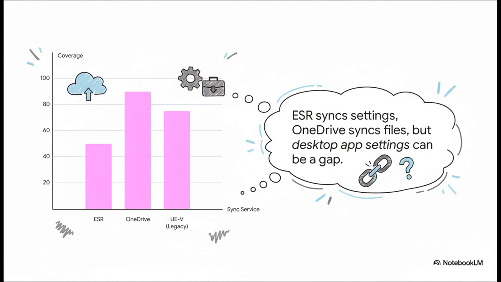But wait, what about the settings for all those classic desktop applications? See, that's a bit of a gap. In the old on-premise world, a tool called UEV used to take care of this, and it's a really important piece to keep in mind when you're thinking about the modern cloud model.